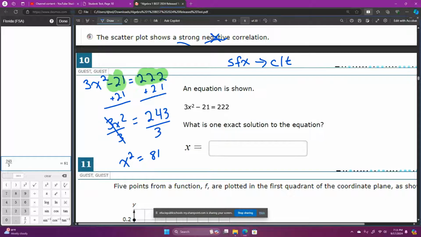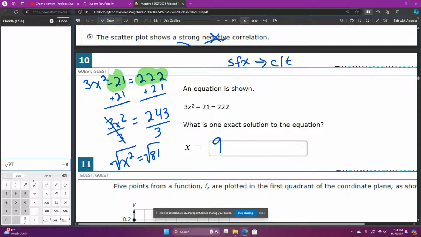And then what did we say on question number 8? What is the opposite of something squared? The opposite of something squared is you take the square root. So if we take the square root of this side, we can take the square root of this side, and we've got an answer to our equation. And square root of 81 is 9.